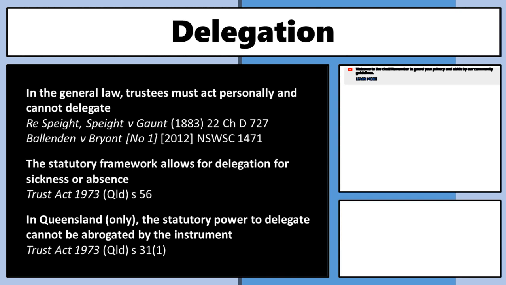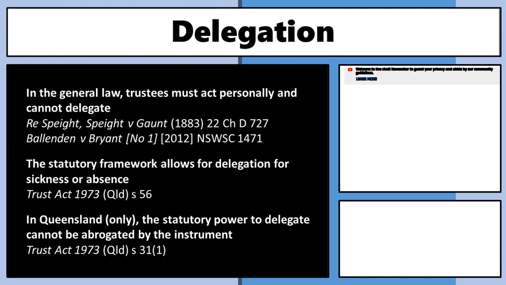Now, Queensland, and Queensland only, all of the jurisdictions have a statutory mechanism if you get sick. Natural people get sick, or they've left the jurisdiction for whatever reason. If you're absent for a year, there is a statutory framework allowing the beneficiaries to come together, or the other trustees, or that particular trustee to nominate another person to act on their behalf in those situations. Now, that's modified, or can be modified by the instrument, curtailed in some way, in all other jurisdictions except Queensland.